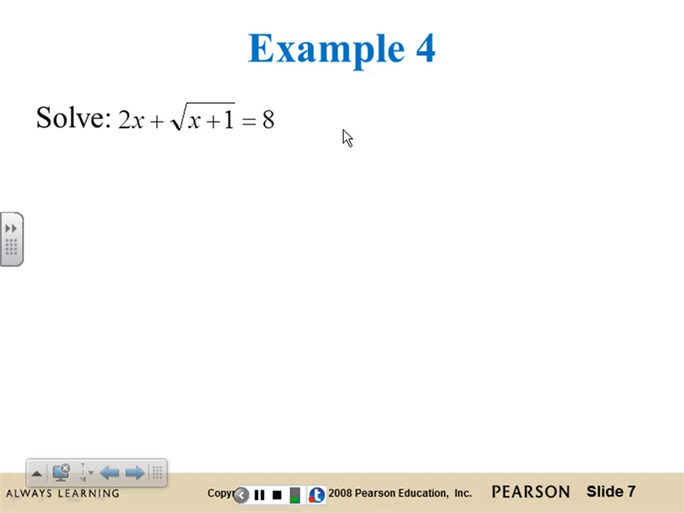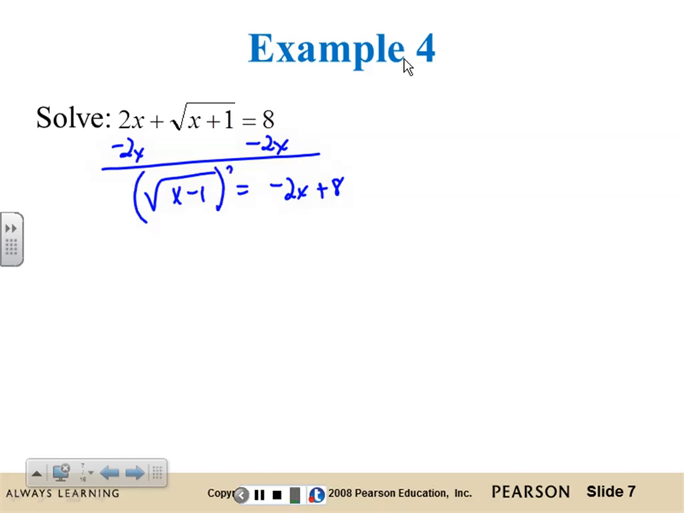On this one, I have a 2x over here with this square root, so I need to get rid of that. So I'm going to minus 2x from both sides. So I'm going to have the square root of x minus 1 is equal to negative 2x plus 8. And then what I need to do is square both sides. And so I'm going to have x minus 1 is equal to, now remember this is a double square. You've got to write it twice.